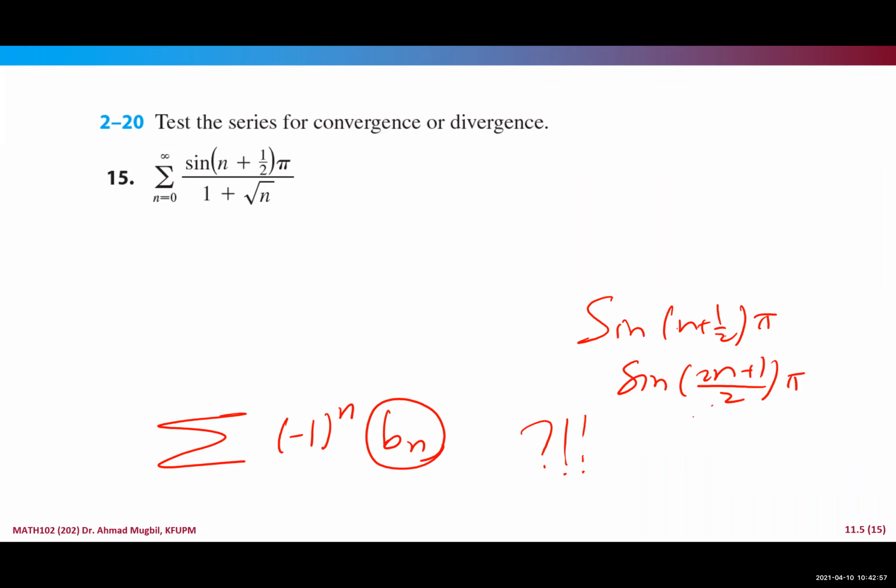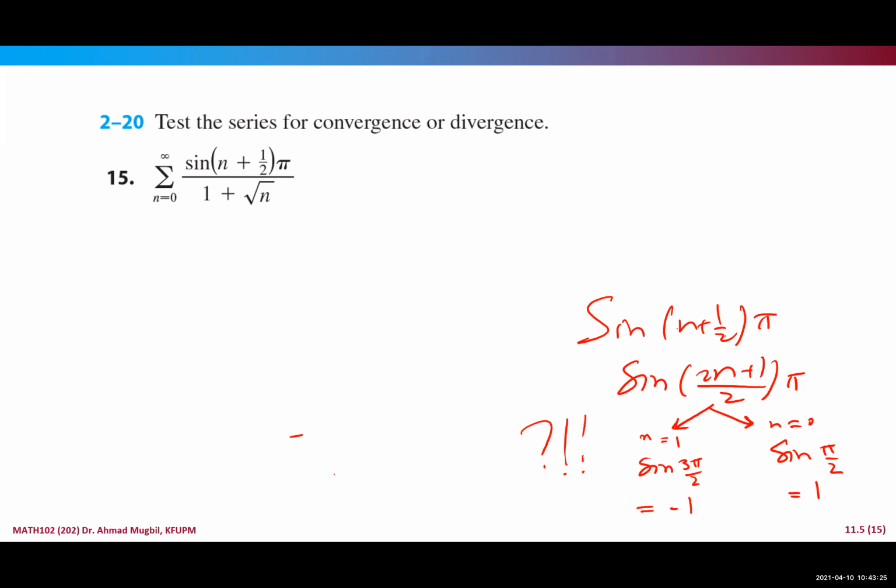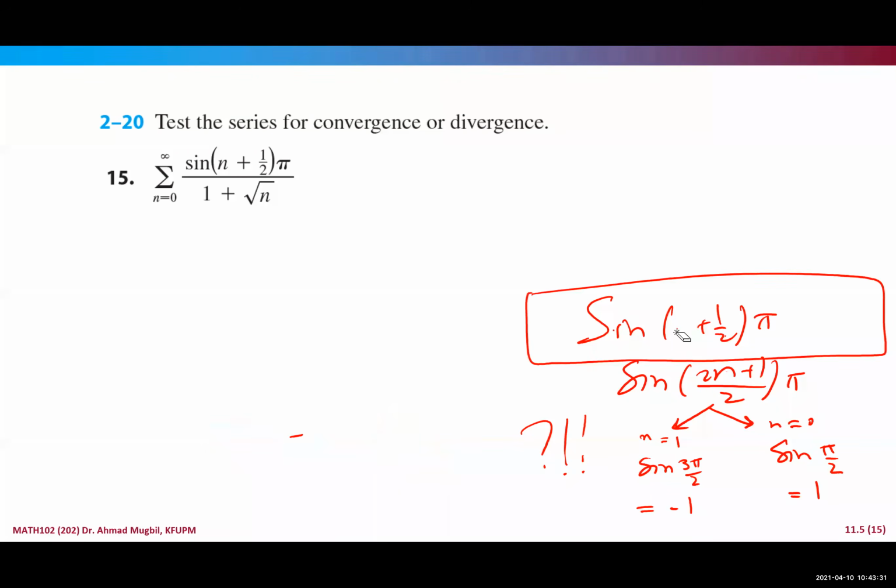And if n is 0, Shabab, what do you have? Just take n equals 0. You have sine pi over 2. What is it? 1. If n is 1, for example, you will have sine 3 pi over 2. What is this? -1. The next one will be 5 pi over 2, and it will be 1. 7 pi over 2, -1. In general, sine of (n plus a half) pi equals positive or -1. Is that right?